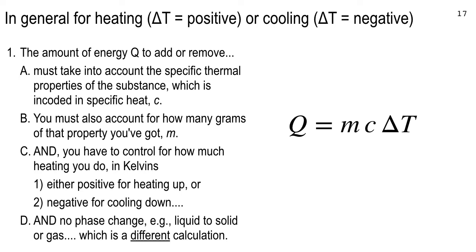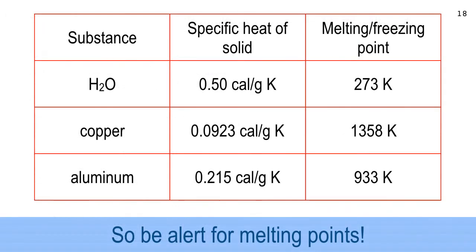I can't take the same MC delta T through a phase transition. I've got to break it up into two Q equals MC delta T's. And that's what the heat melt heat problem is about. Now, that's why I usually put melting points on a table that you're going to work with, which is what we've got here.